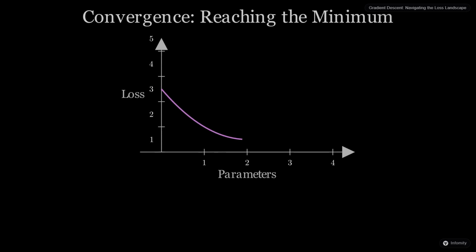As we descend, the local slope gradually flattens out and our steps become smaller and smaller. This deceleration is a signal that we're nearing our goal. Eventually, the parameters stop changing significantly, and the model's error stabilizes at its absolute lowest point. We call this convergence. At this stage, the algorithm has successfully navigated the landscape and found the optimal state where the model's predictions are as accurate as they can possibly be. The optimization process has reached its logical conclusion.